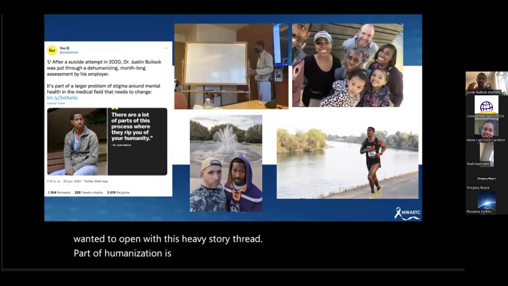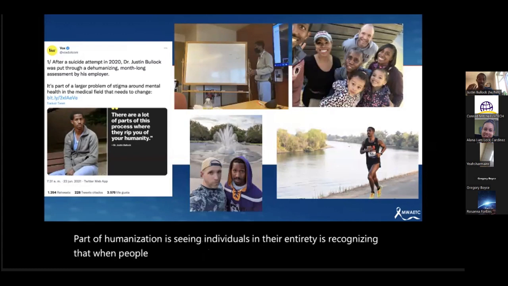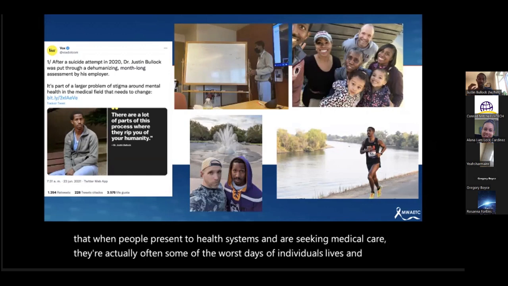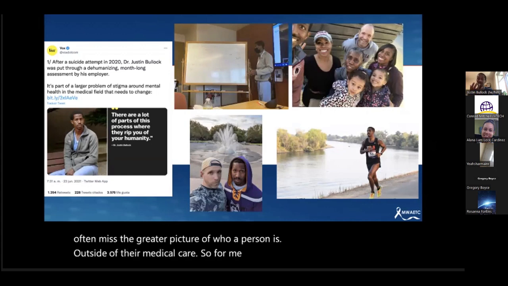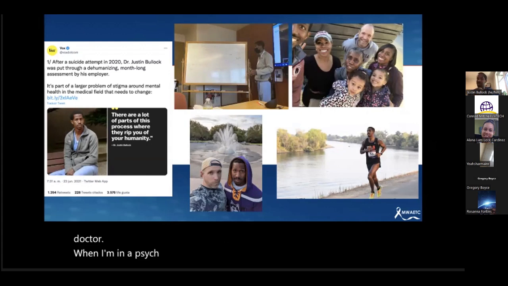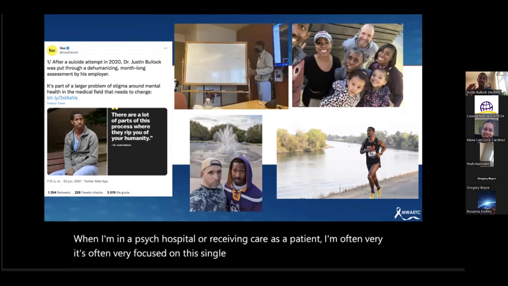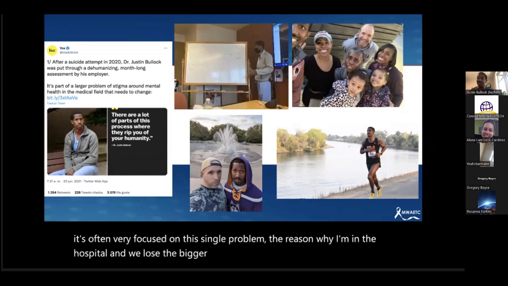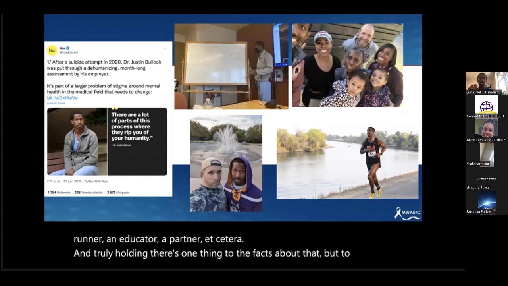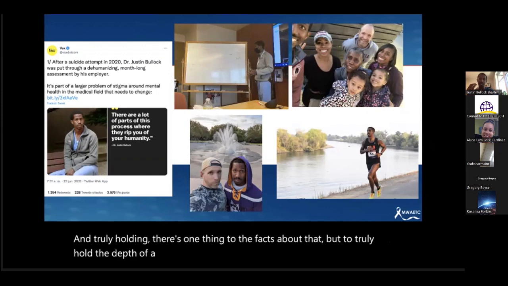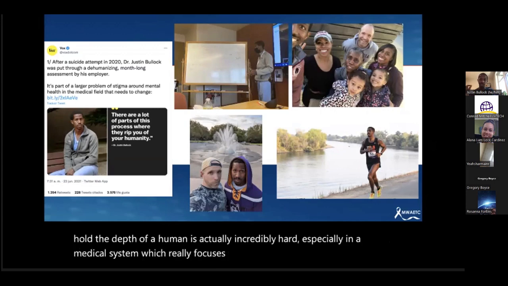Part of humanization is seeing individuals in their entirety, recognizing that when people present to health systems and are seeking medical care, they're often on some of the worst days of their lives. And we often miss the greater picture of who a person is outside of their medical care. So for me, as a bipolar Black kidney doctor, when I'm in a psych hospital or receiving care as a patient, it's often very focused on the single problem, the reason why I'm in the hospital. And we lose the bigger picture, that I'm an uncle, a brother, a son, a runner, an educator, a partner, etc. There's one thing to know the facts about that, but to truly hold the depth of a human is actually incredibly hard, especially in a medical system which really focuses us on a single problem.